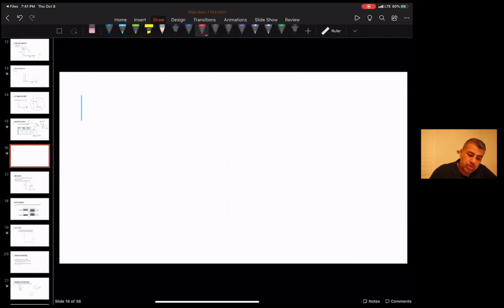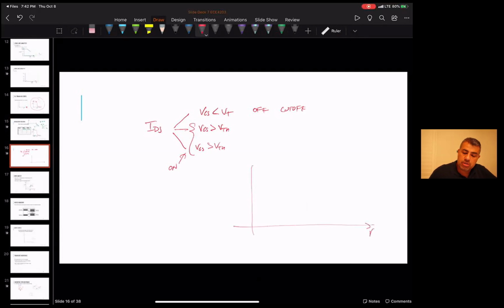Okay, so remember there was only one way for the transistor to be off. Less than VT, it's off or cut off. But there were two ways for it to be on. What turns the transistor on is the gate source voltage. As long as the gate source voltage is greater than the threshold voltage, the transistor is on. So for both of these, the transistor is on, so it's pumping out current.